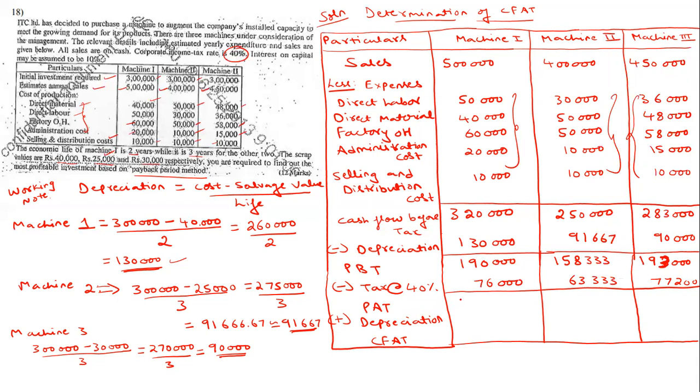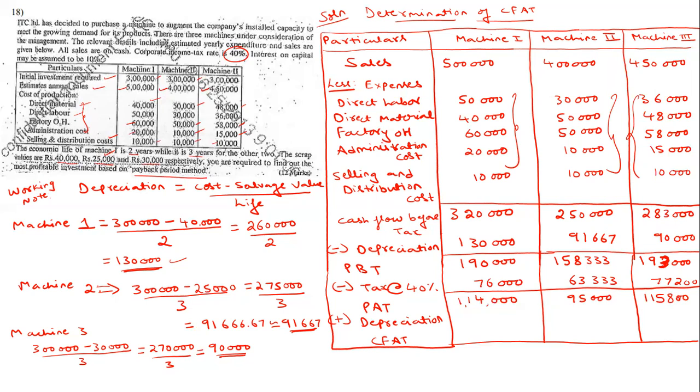the profit after tax, which is nothing but 1,14,000 for machine 1. I'll have to deduct 76,000 from 1,90,000 so that I get 1,14,000. If I deduct 63,333 from 1,58,000, I will be getting 95,000 as the profit after tax for machine 2. And for machine 3, from 1,93,000, if I deduct 77,200, I will be getting 1,15,800.